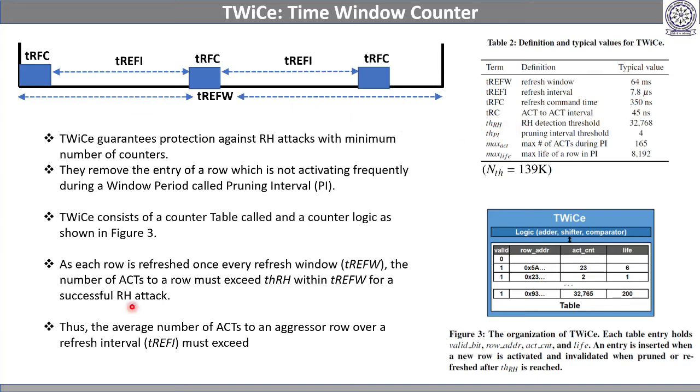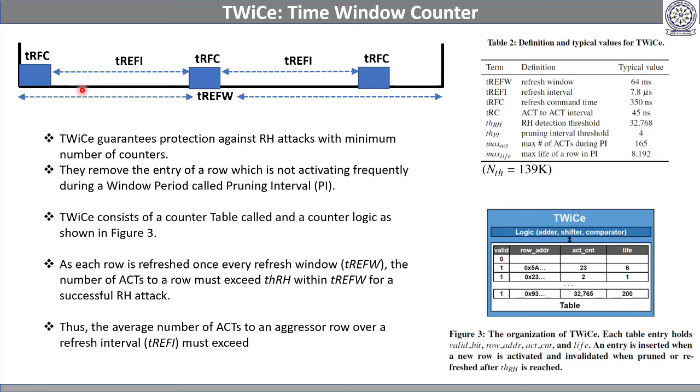So if there is any possibility of an RH attack, then a particular row must be activated this number of times within this refresh window. This refresh window is divided into multiple PIs, as I've already explained here. So if the refresh window is divided into multiple PIs, then on average, in a particular PI, how many activations are required for an aggressor row? Remember, this line and the next line are related. Here I am saying the TRH number of activations is required for a particular row during this interval for an RH attack, or for an aggressor row.